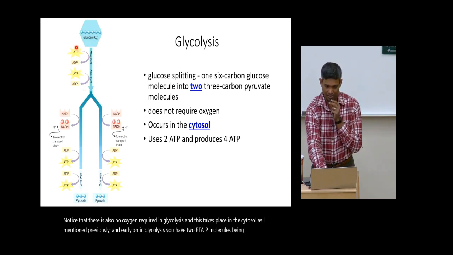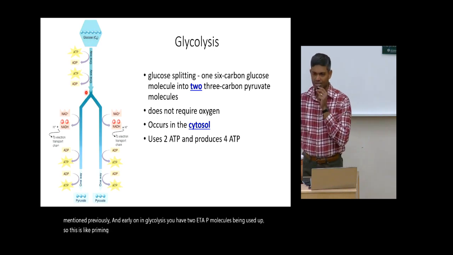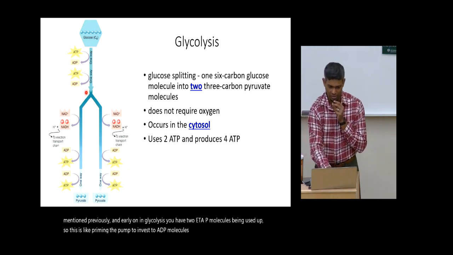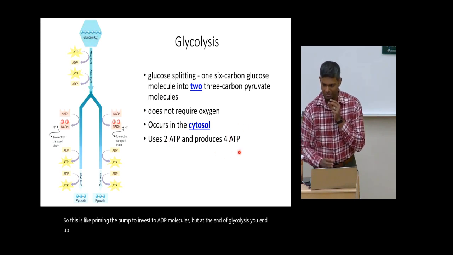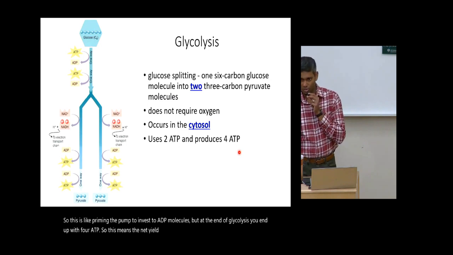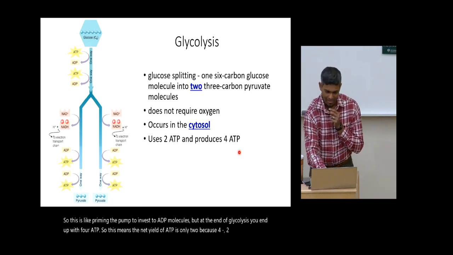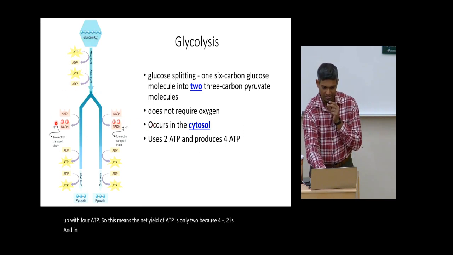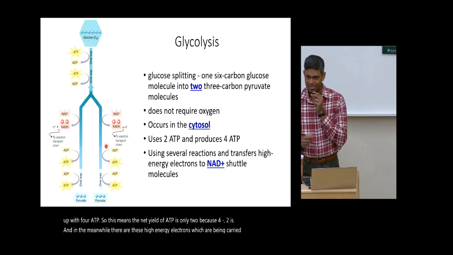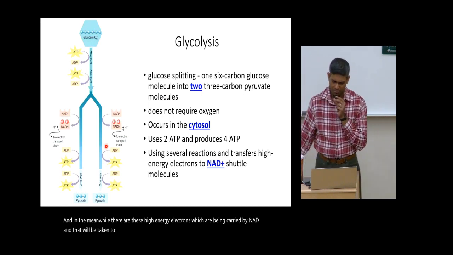So this is like priming the pump. You invest 2 ATP molecules, but at the end of glycolysis, you end up with 4 ATP. So this means the net yield of ATP is only 2, because 4 minus 2 is 2. And in the meanwhile, there are these high energy electrons which are being carried by NAD, and that will be taken to the electron transport chain.